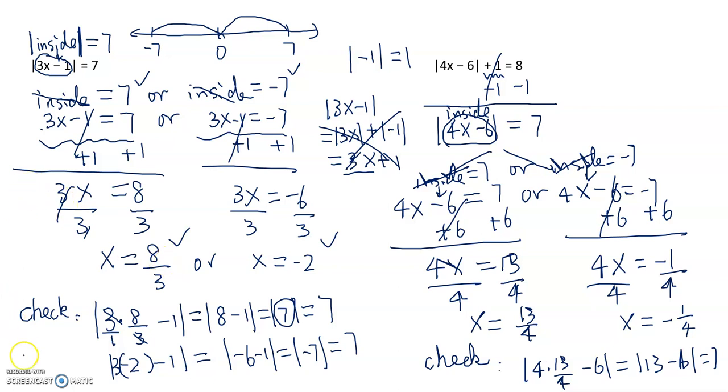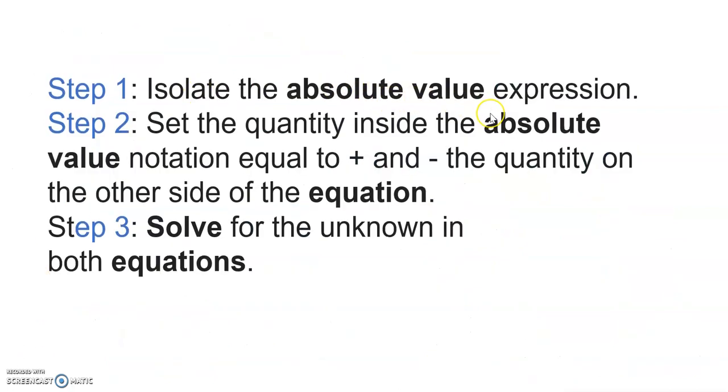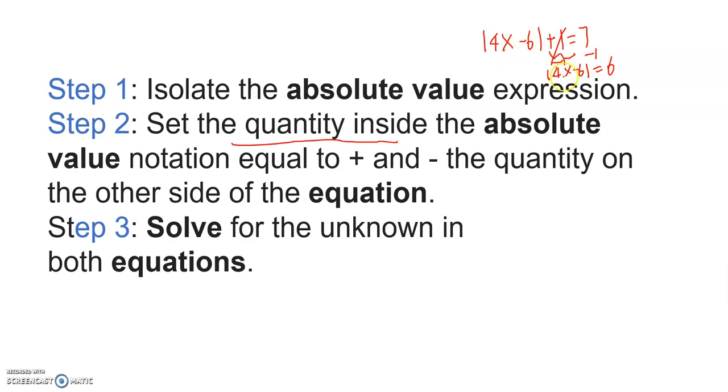All right, so let's summarize the steps of solving an equation involving absolute values. First step is isolate the absolute value expression. For example, when we have that +1 outside the absolute value, we've got to subtract it to get the absolute value by itself. After we get the absolute value by itself, we can set the quantity inside, what I used to call inside, equal to the right side number or the opposite of that number. And we get two equations, and then we solve each one.